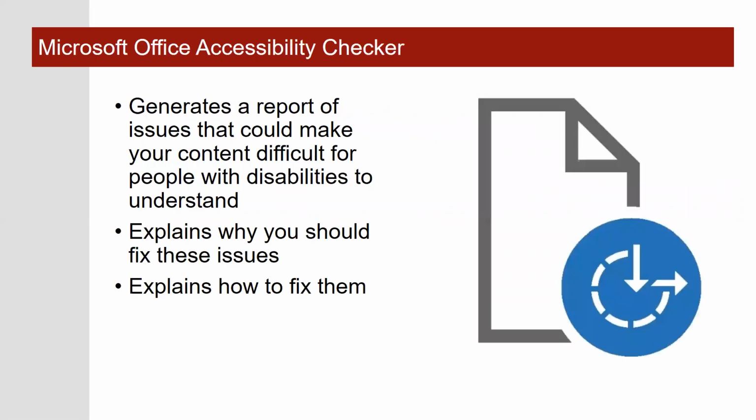accessibility.ua.edu. Let's move on to resources you can use to evaluate the accessibility of the digital content you create. Like the Microsoft Office spelling checker tells you about possible spelling errors, the accessibility checker in Word, PowerPoint, Excel, and Outlook on the web tells you about possible accessibility issues in your Office files. The tool generates a report of issues that could make your content difficult for people with disabilities to understand. And it explains why you should fix these issues and then walks you through step by step how to fix them.